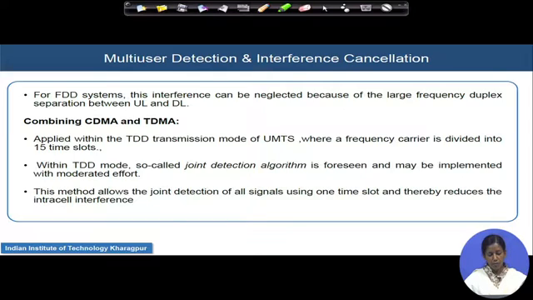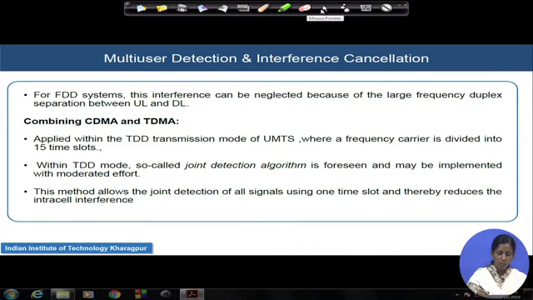And remember this combination of CDMA and TDMA we have applied already in the UMTS systems with 15 time slots. Within this TDD mode, a joint detection algorithm is running with a limited number of code channels, and this method uses the joint detection of the signals in one time slot, and thereby you can reduce the intra-cell interference as well as the inter-cell interference by having this joint detection algorithm in the CDMA system.